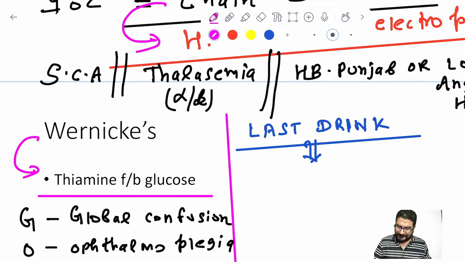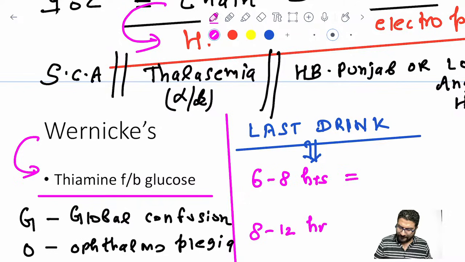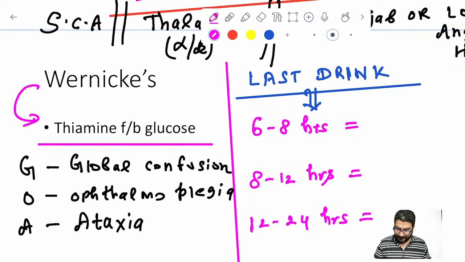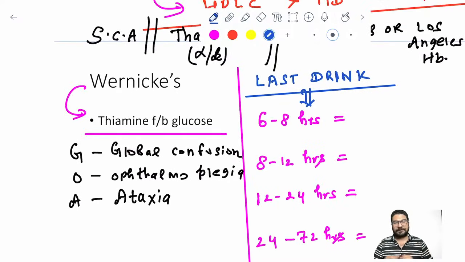So after last drink, understand this thing. Within 6 to 8 hours, the patient will develop a complication. 8 to 12 hours, he will develop something else. Now coming to 12 to 24 hours, this complication may even worsen. Now moving to 24 hours to 72 hours. These are the time frames which you have to remember. A psychiatry, medicine overlap MCQ.